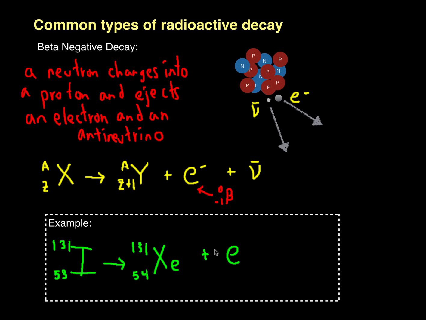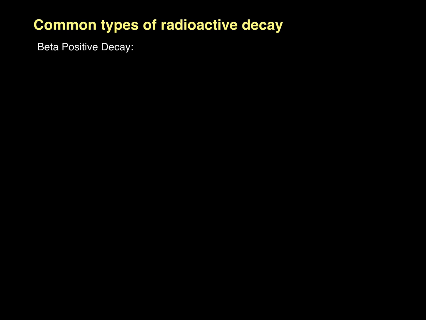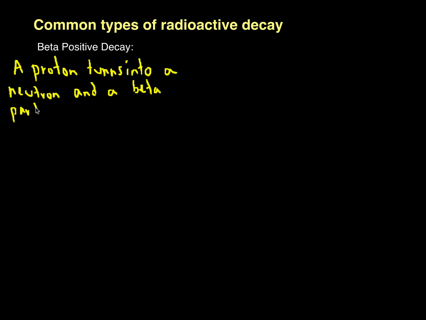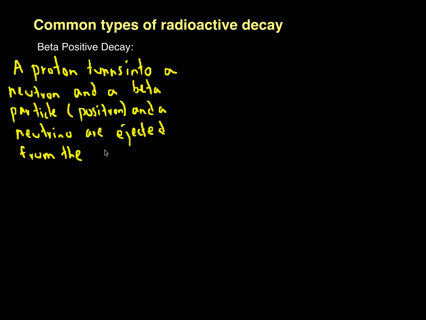Also produced is an electron and an antineutrino to balance it out. Beta-positive decay is similar to beta-negative decay, except in beta-positive decay, a positron is produced instead of an electron. In beta-positive decay, a proton turns into a neutron, and a beta particle, which is a positron or an anti-electron, as well as a neutrino, are ejected from the nucleus.